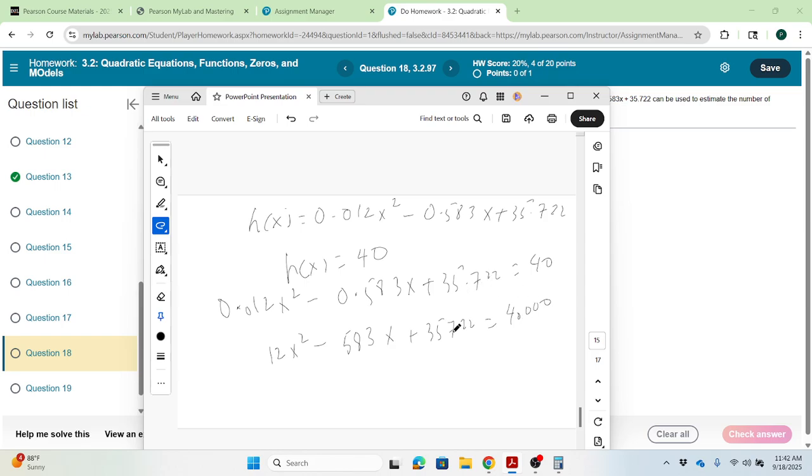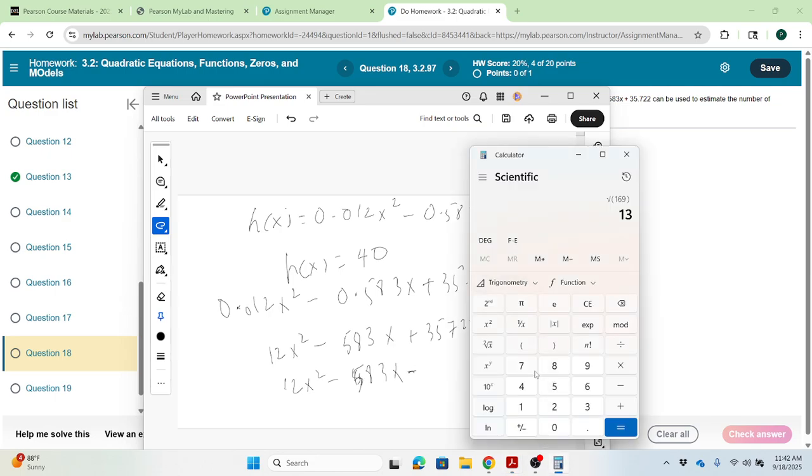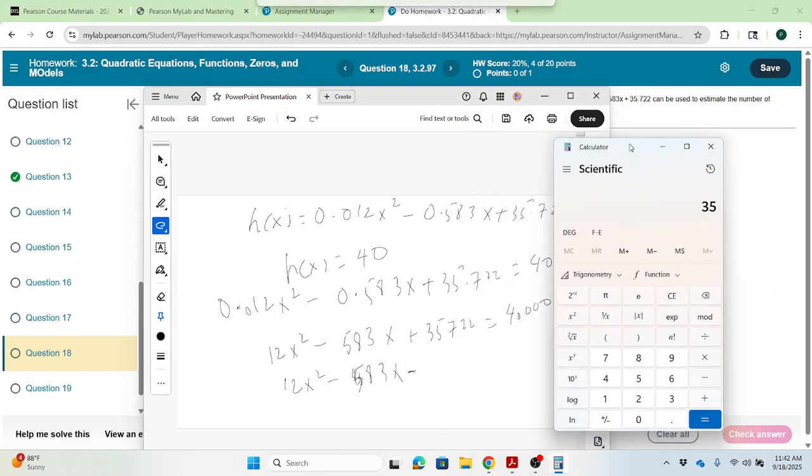You have to bring this to the other side so that you can make it a quadratic equation. 12x squared minus 583x, and then subtract 35,722 from 40,000. That is 4,278, minus.